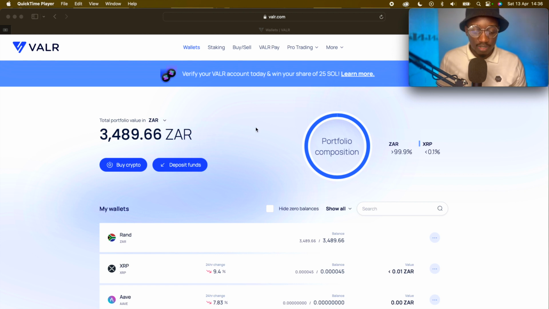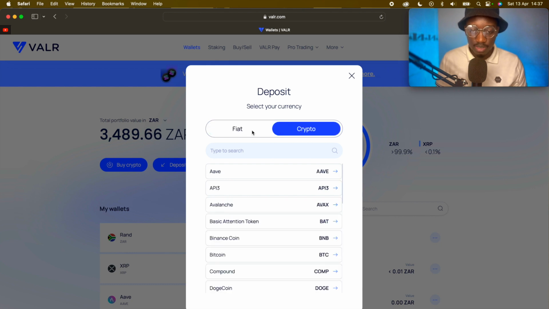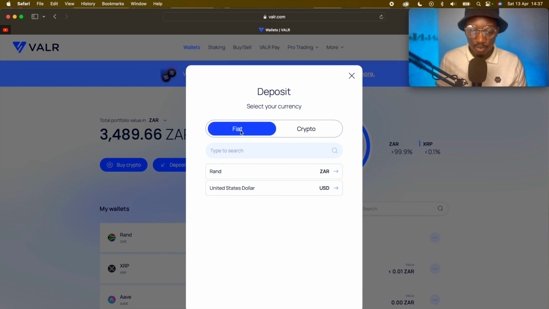So right here you can see that this is the Valr Crypto Exchange dashboard, and it's very easy to use. If you want to deposit some crypto, you can simply click where it's written deposit funds, and it's going to take you to this page where you're going to be able to select whether you want to deposit fiat currency or some cryptocurrency. So let's say you want to deposit some fiat currency, all you have to do is click where it's written fiat and choose your preferred fiat currency. Right now I'm in South Africa, that's why it's written South African rand right here.